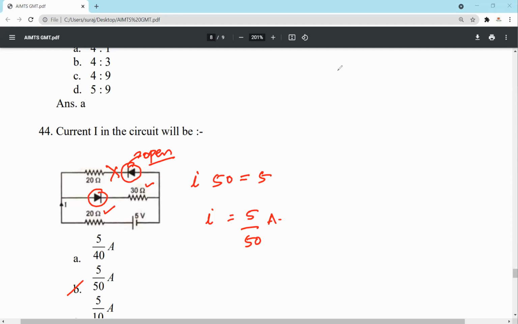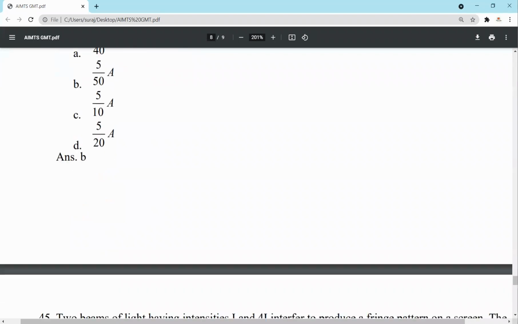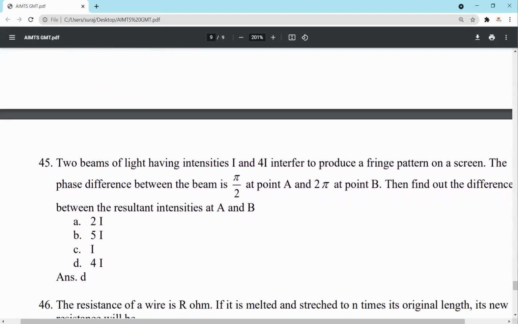Coming to question number 45. Two beams of light having intensities I and 4I interfere to produce a fringe pattern on the screen. The phase difference between them is pi by 2 at point A and 2 pi at point B. Find the difference between the resultant intensities of A and B.